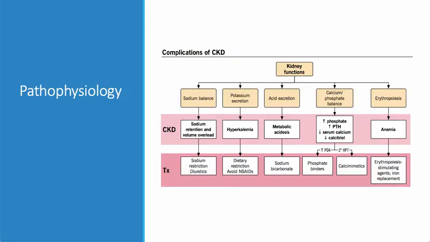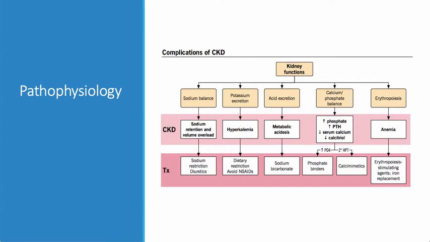Now, this slide I really like because it specifically shows you what the major kidney malfunctions are. So the kidney is in charge of these 5 things, and sodium balance is the first thing. So we rely on the kidney to get rid of sodium, and along with sodium goes water, right? Well, when the kidneys don't work, then we end up with sodium retention, and therefore, because sodium and water go together, volume overload. All right.